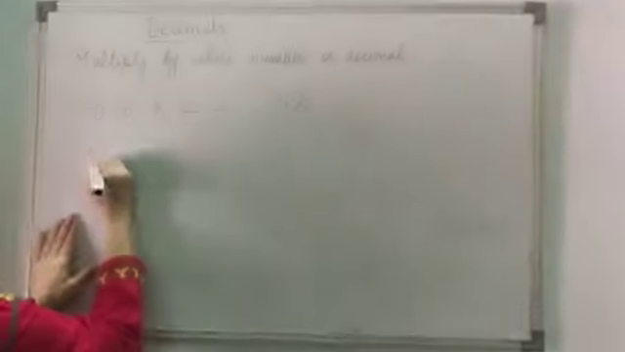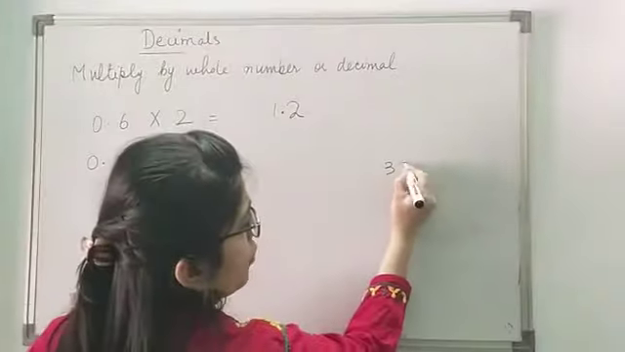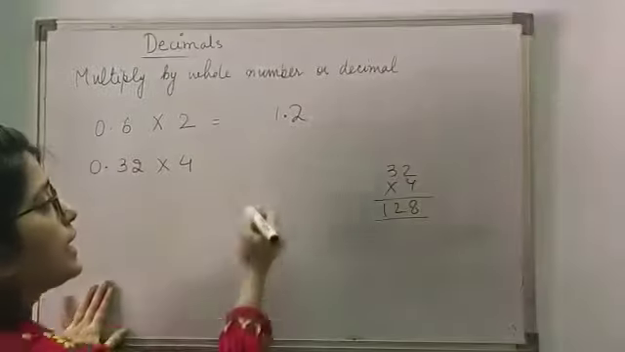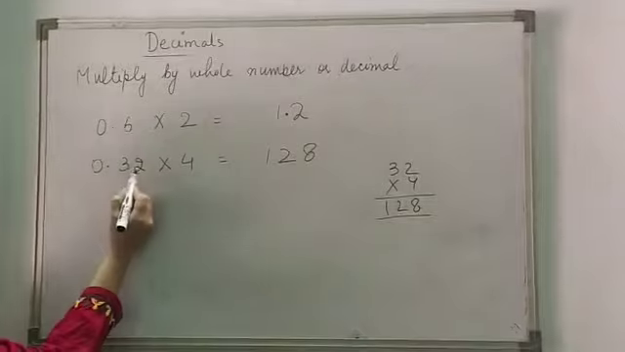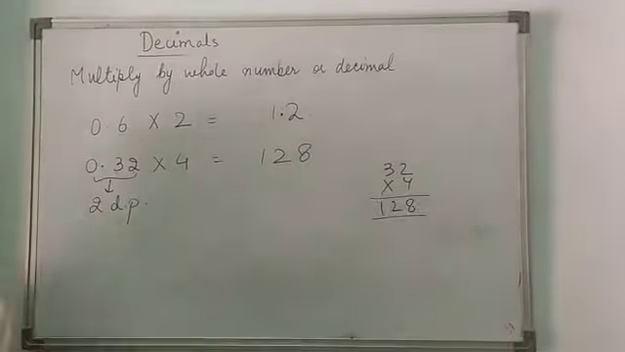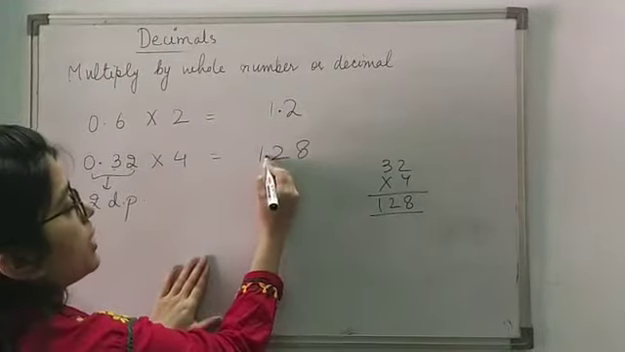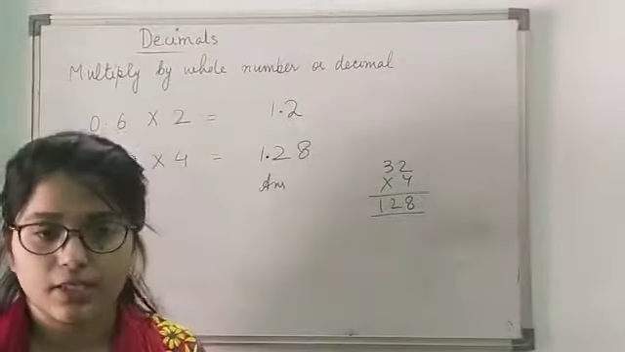Similarly, if I take 0.32 into 4, you have to ignore this decimal. Simply multiply 32 and 4. You can multiply normally also. 32 into 4. 4 2s are 8. 3 4s are 12. That is 128. Then you have to count the number of decimals. This has 2 decimal places. So here also you will put the decimal after 2 decimal places. So 1.28 will be your required answer.